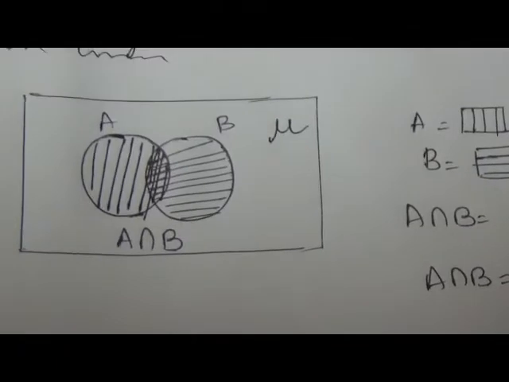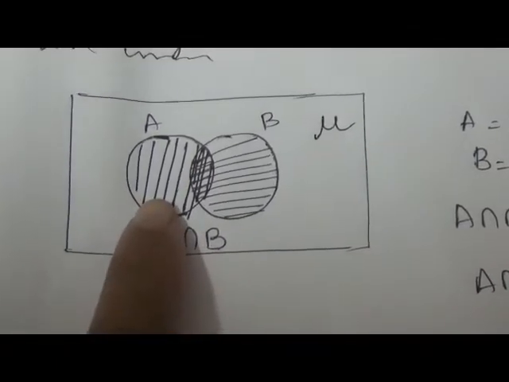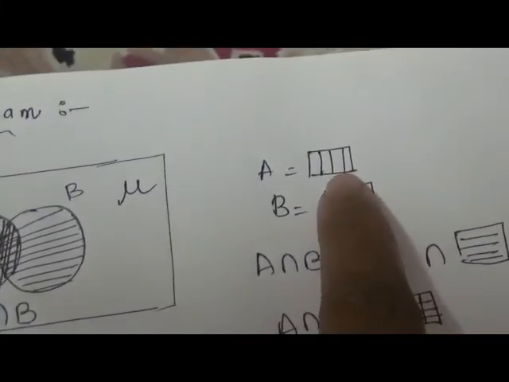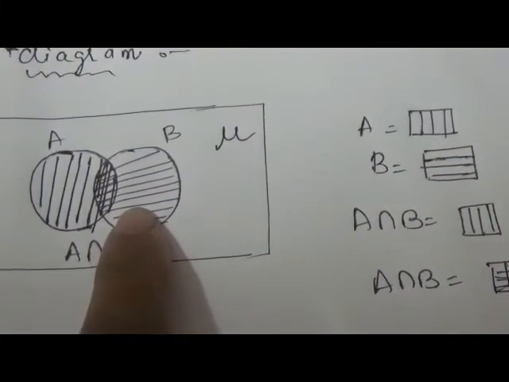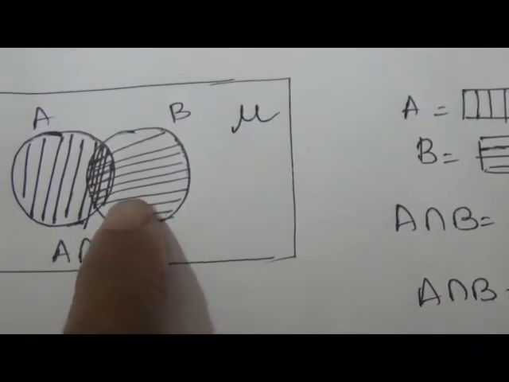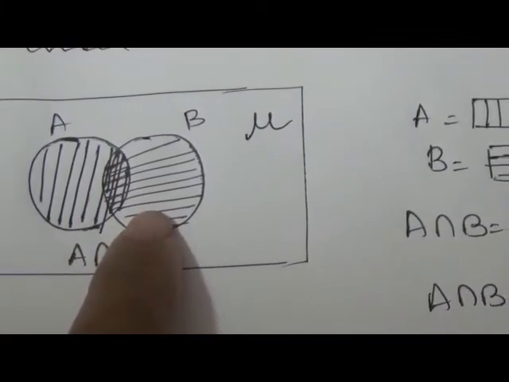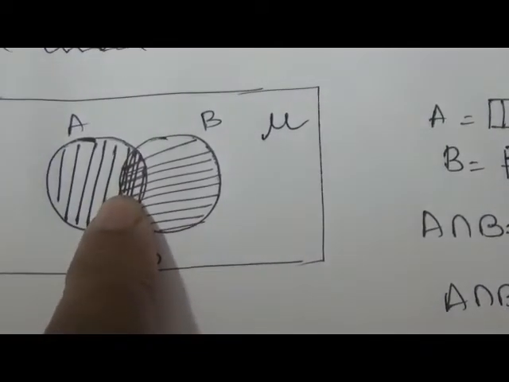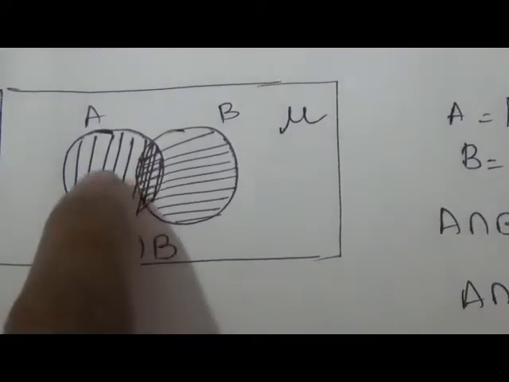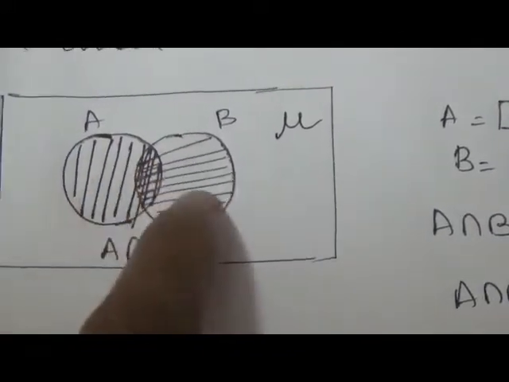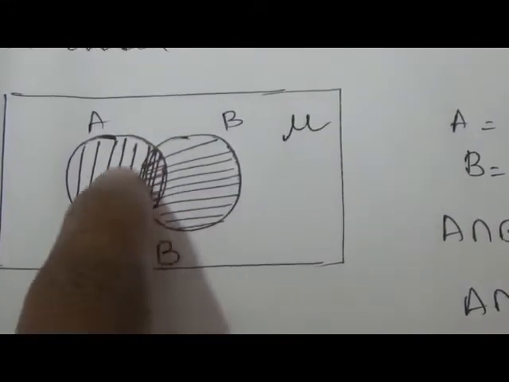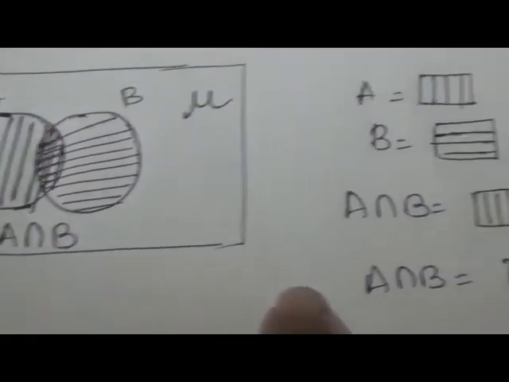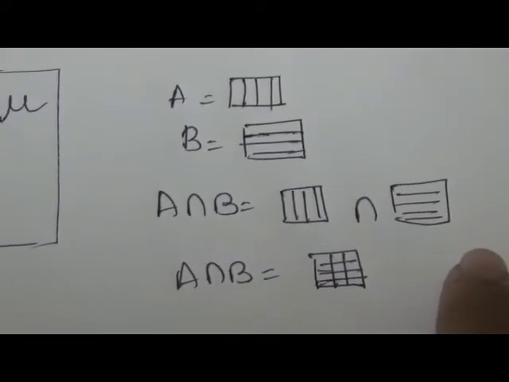The elements of A are identified like this, and the elements of B are just like this, with vertical lines and horizontal lines. Both the lines are crossed. The common elements of A and B are identified just like this, in boxes, A intersection B, like this.